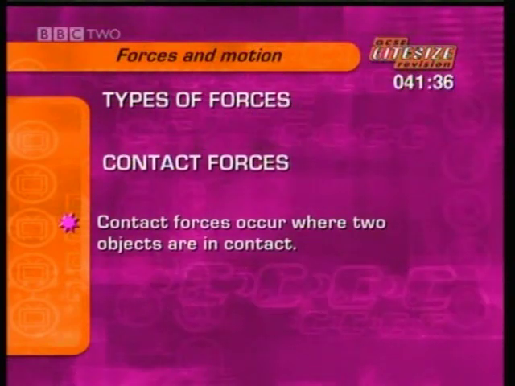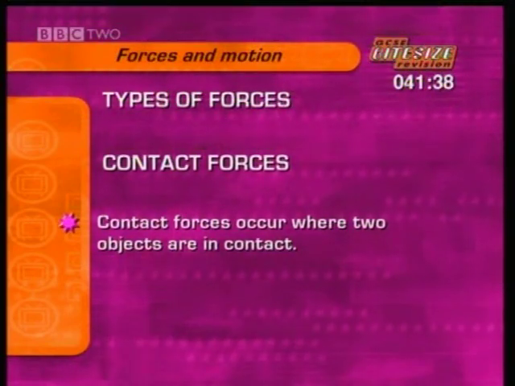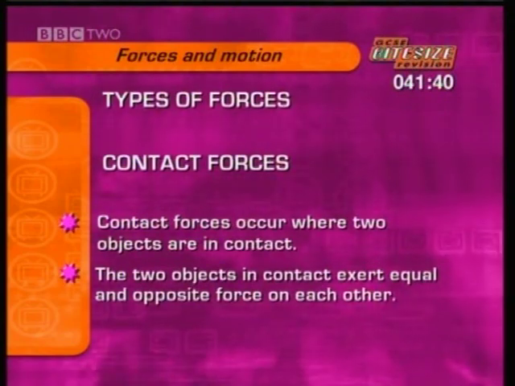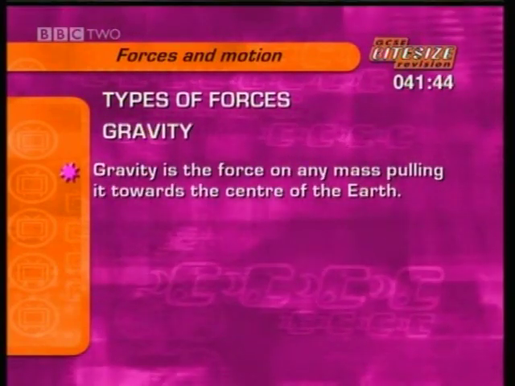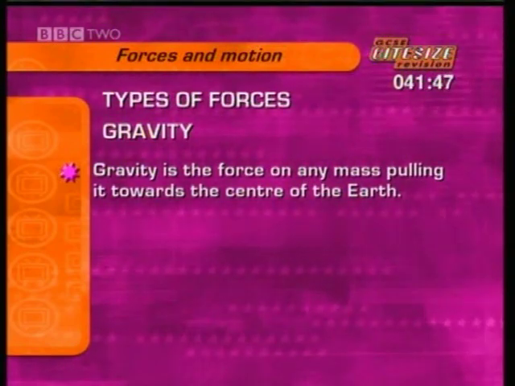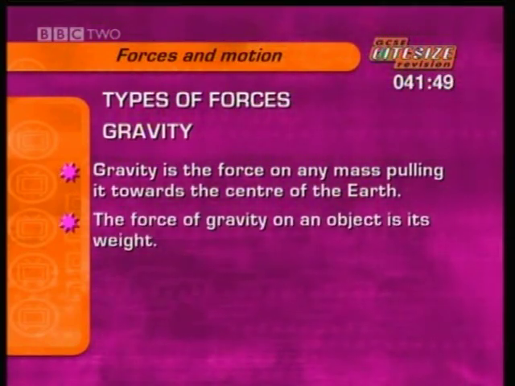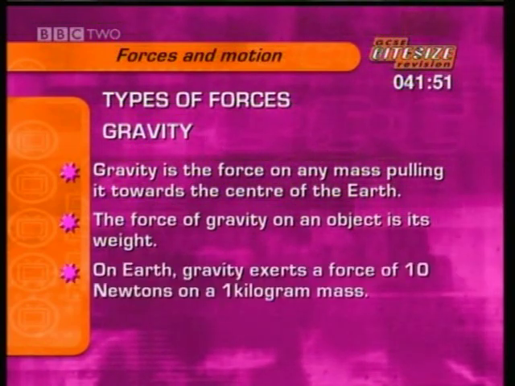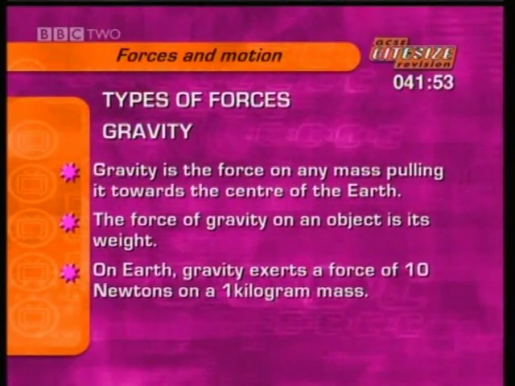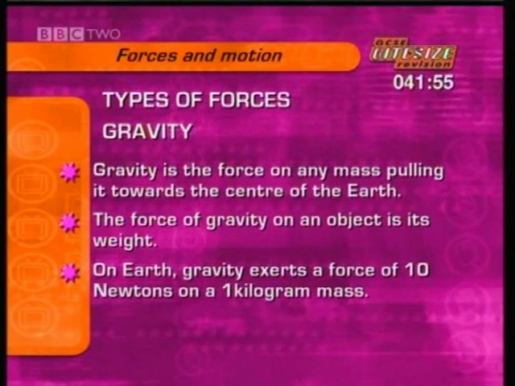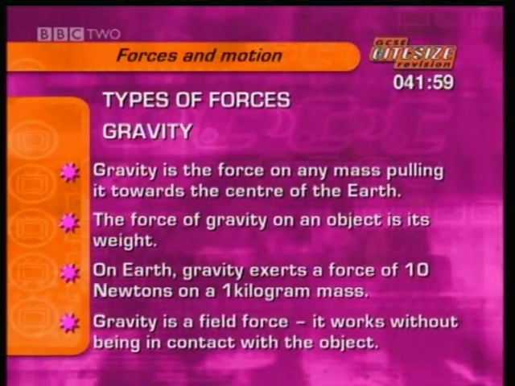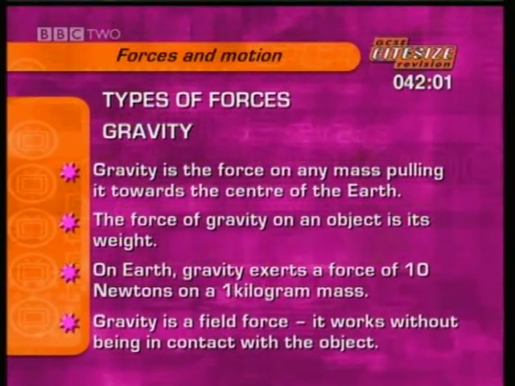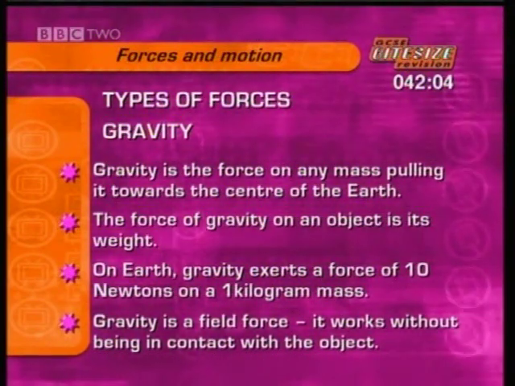Contact forces are when two objects are in contact and exert an equal and opposite force on each other. Gravity is the force on any mass pulling it towards the centre of the Earth. The force of gravity on an object is its weight. On Earth, gravity exerts a force of around 10 newtons on a 1 kilogram mass. Gravity is a field force. It works without being in contact with the object.